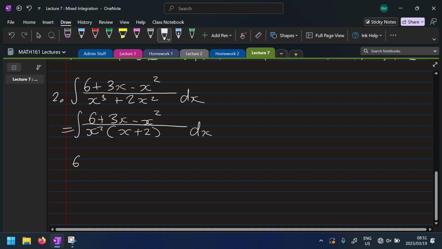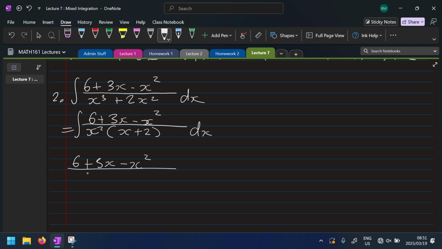So we're going to take our 6 plus 3x minus x squared divided by x squared times x plus 2, and we're going to split it up. We've got x squared, that's repeated twice, so we need a over x plus b over x squared. And then the second term is just linear, so that's going to be c over x plus 2. Okay, so we just split it up.